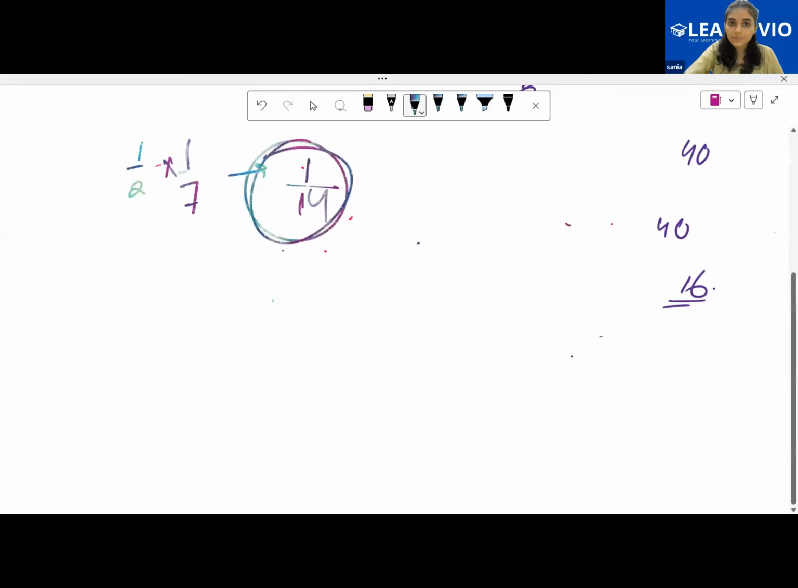So it's pretty simple. The concept is simple only. You just have to multiply the numerator with the numerator and the denominator with the denominator, and you get the answer. Okay, so you can solve such questions. Now let's consider one more example.